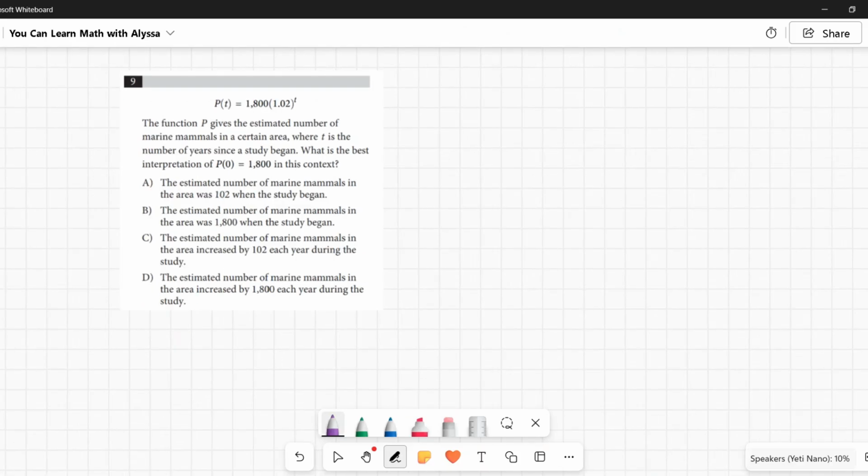Number 9, P of t equals 1800 times 1.02 to the power of t. The function P gives the estimated number of marine mammals in a certain area, where t is the number of years since a study began. Okay, so this function P of t, if I do the math, I'm going to write the whole thing out.